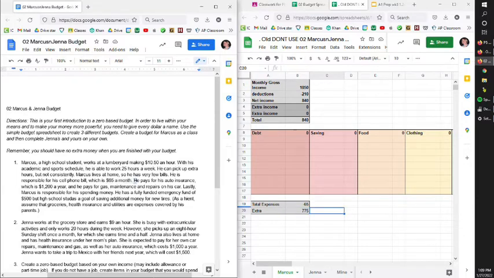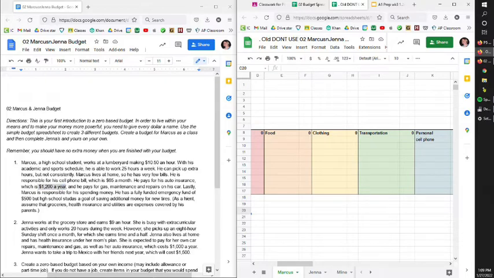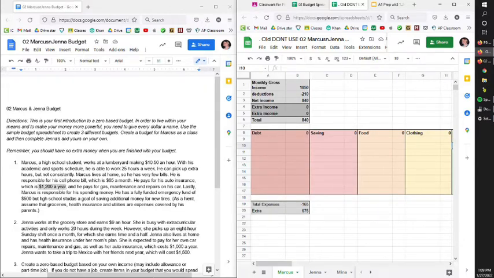Okay, next. It says he pays for his auto insurance, which is $1,200 a year. And so that's a year, and this is a monthly budget. So what we did next is we put car insurance right here, and then I took $1,200 and divided that by 12. And when you divide that by 12, you get 100. So he needs to put $100 a month into his car insurance. And if we look at our total expenses, again, it's gone up. Now we have $675 left.